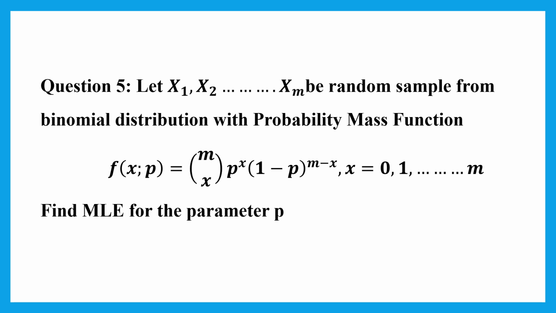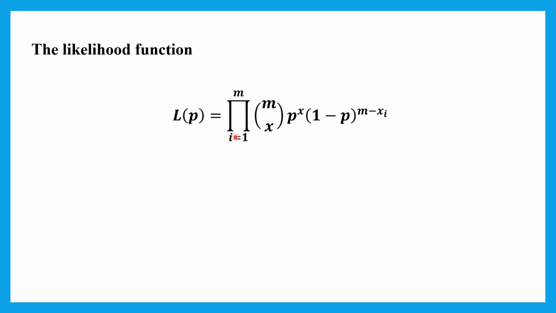Here is the question. Let x1, x2 up to xm be a random sample from the binomial distribution with probability mass function m combination x, p power x, 1 minus p raised to the power m minus x, where x goes from 0 to m. We have to find the MLE for the parameter p. First of all, we have to find the likelihood function. For the likelihood function, we introduce the pi operator, i equal to 1 to n.